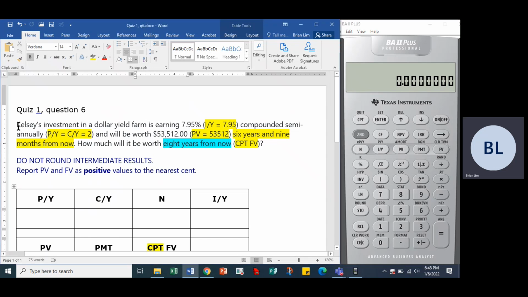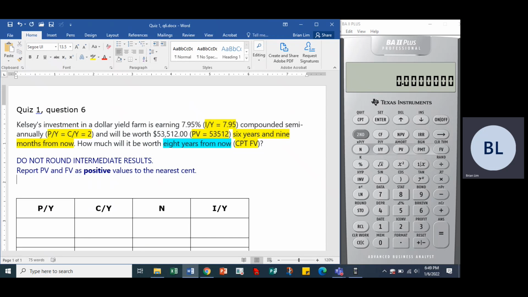Kelsey's investment in a dollar yield farm is earning 7.95% compounded semi-annually and will be worth $53,512 6 years and 9 months from now. How much will it be worth 8 years from now? So what you have is it's at 2 different positions in time. One is 6 years and 9 months from now.